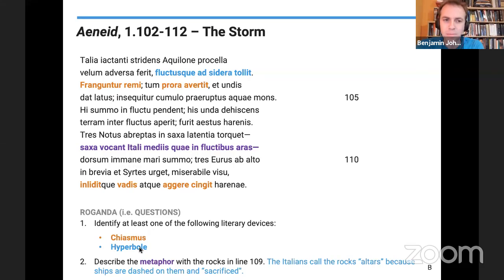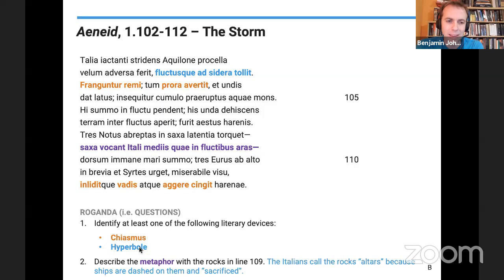We have oars broken, and then the prow turns the ship. And there it's a chiasmus, because the subjects are on the inside and the verbs are on the outside. And we get this huge heaping tower of water, this mons, this mountain, right? That could be hyperbole too. It comes over and crashes down on the ship. And some men are swimming in the water, some on waves and some in the bottom part of the water.